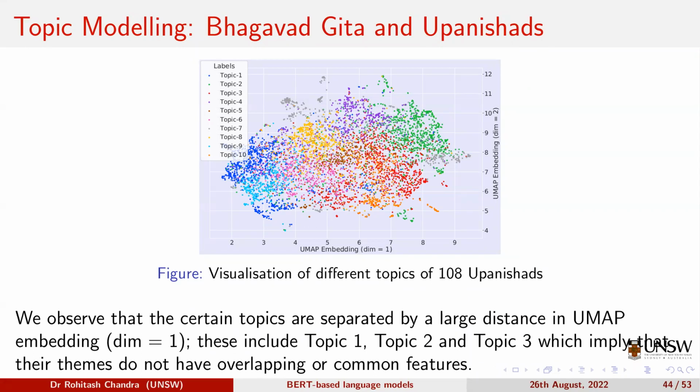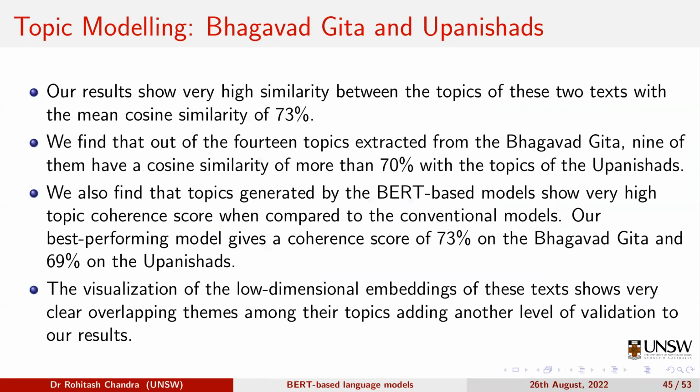We applied this to the 108 Upanishads and visualized the major topics. We see a very high similarity between the topics in these two texts, with a cosine similarity of 73%. Of the 14 topics extracted from the Bhagavad Gita, 9 have a cosine similarity of more than 70% with the topics of the Upanishads. So there's a lot of overlap of the topics.